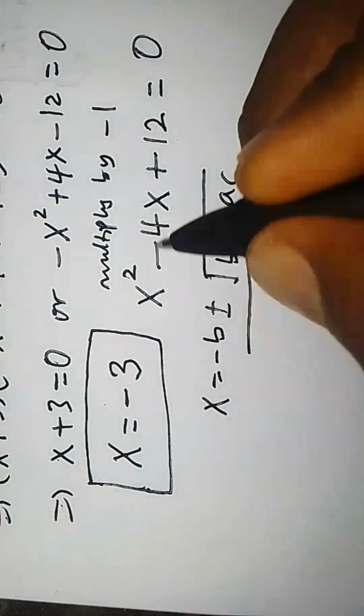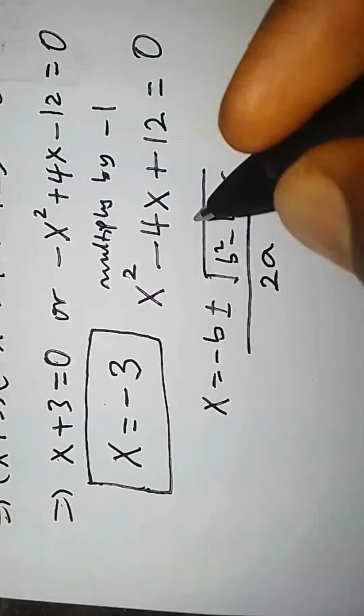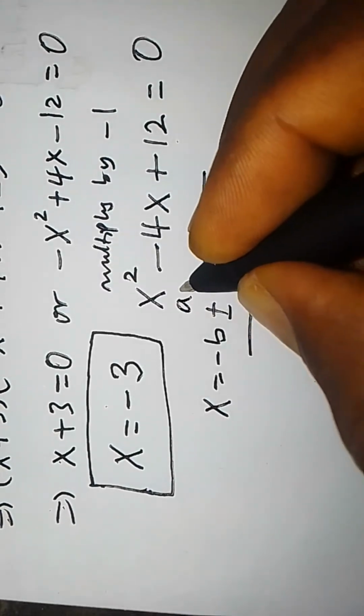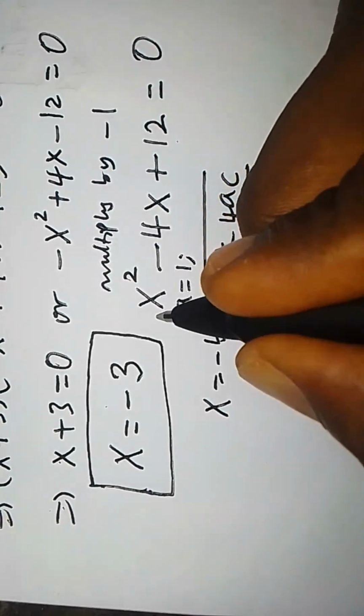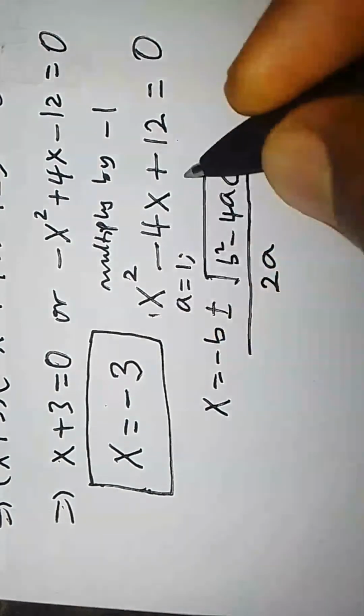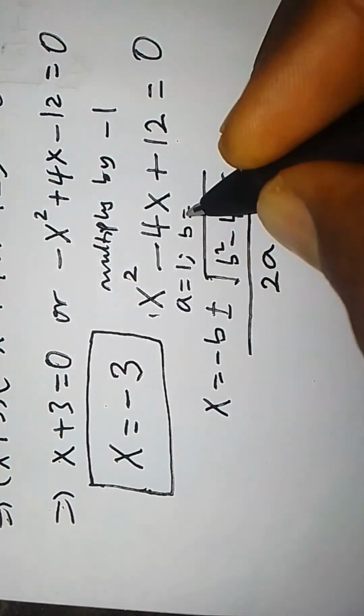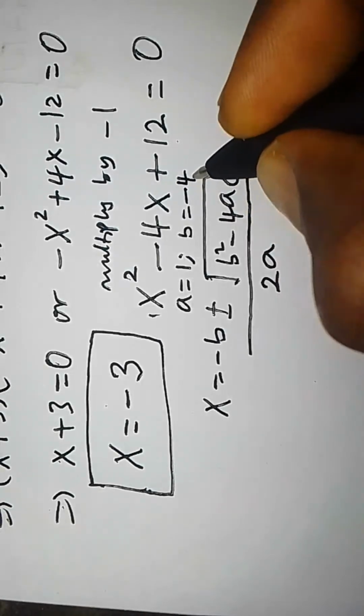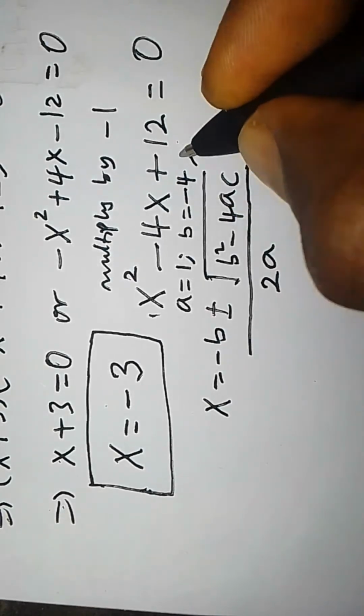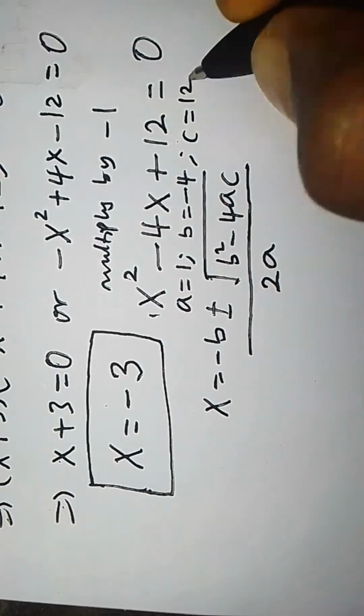Now, from this quadratic equation, it is obvious a is equal to 1. Coefficient of x squared, there is 1 here. b is equal to minus 4. That's the coefficient of x. And c is equal to 12, the constant.